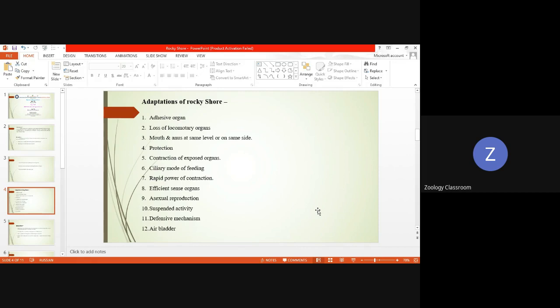And the last one is the presence of air bladder. Air bladder is developed in certain marine animals in which air is stored, which is used for respiration and as an additional source of O2. For example, air bladders are present in fishes, and the pulmonary chamber in the case of mollusks.